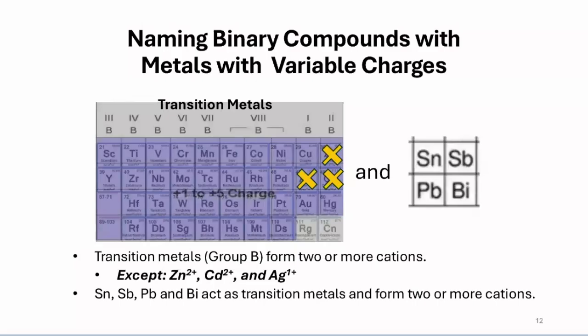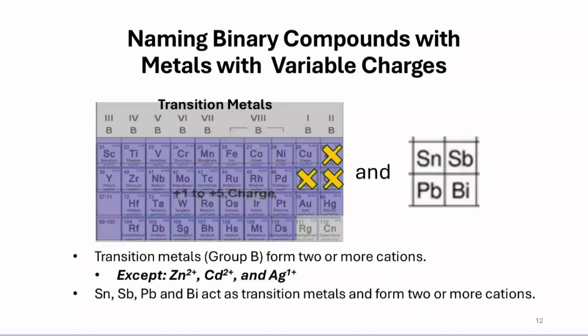In this video, we are going to continue learning how to write chemical formulas or write names. In particular, now we are going to learn how to name binary compounds with metals that have variable charges. The metal elements that have variable charge, the majority of them live in the area of the periodic table known as the B group, which means that these are the elements that are known as transition metals.